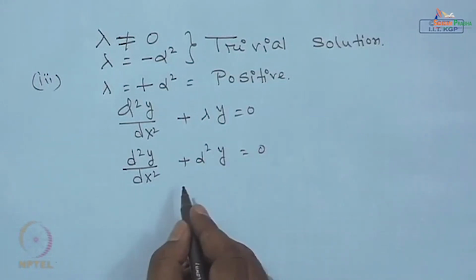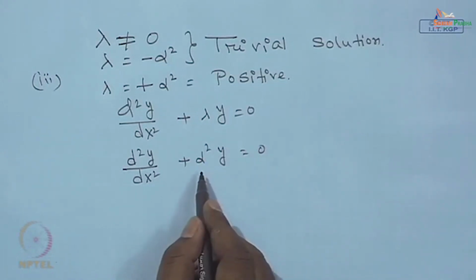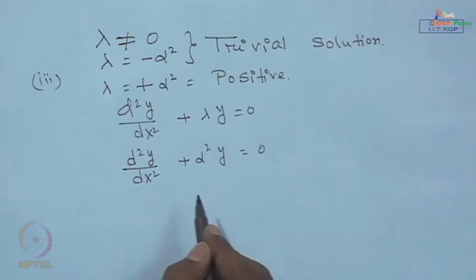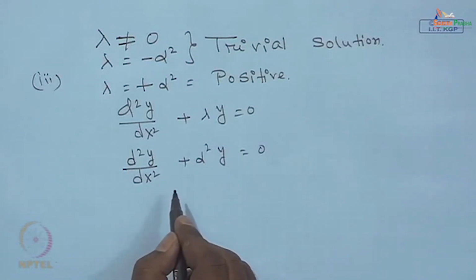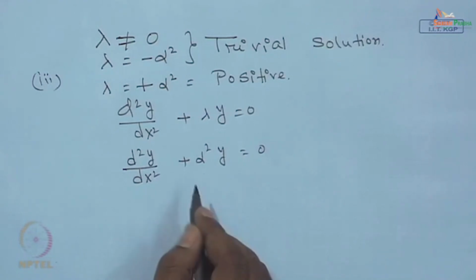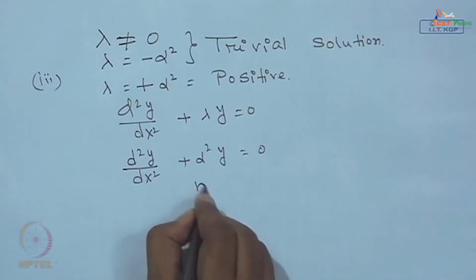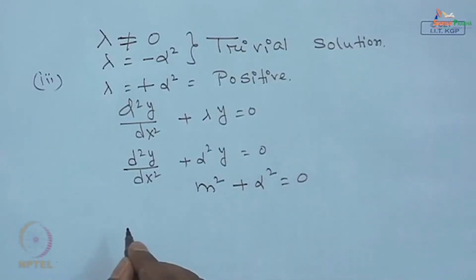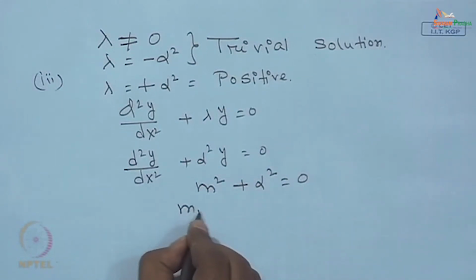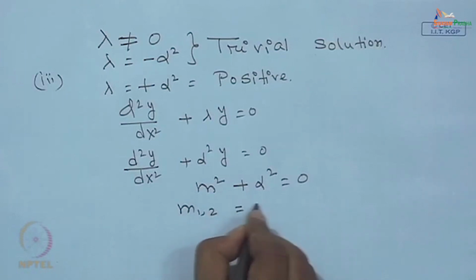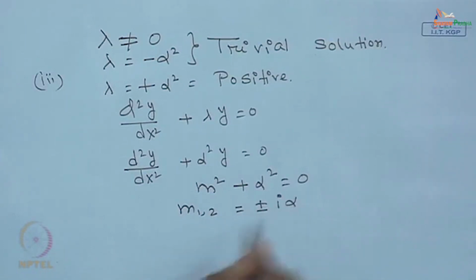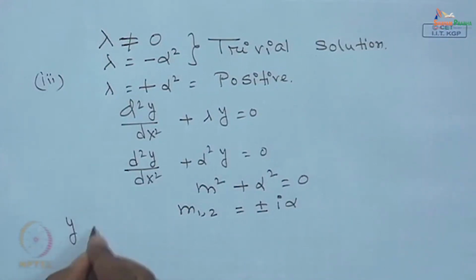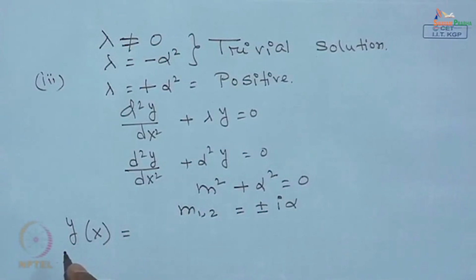Again, e to the power m x is the form of the solution, and we have already solved this equation earlier. I am not going to solve this equation once again here. If you look into the characteristic equation, it will be in the form of m square plus alpha square is equal to 0. So, you will be having two roots, m 1 2 is nothing but plus minus i alpha. Therefore, the solution will be composed of sine functions and cosine functions, periodic functions.